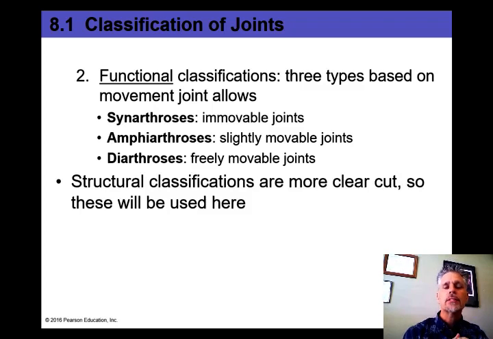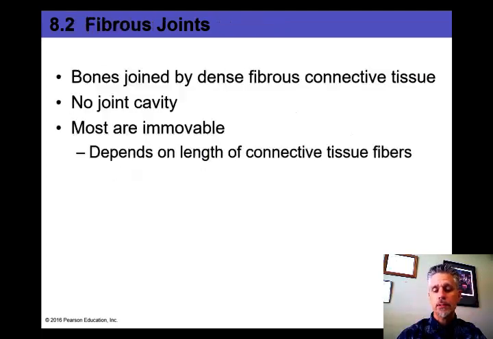The structural classifications are a little bit easier to understand because we can see, oh yes, it has this type of connective tissue, this is how it's held together, etc. So we're going to start there, and then we'll add on the functional classification, because, as we said, anatomy and physiology is often tied together, and we'll find that there's a good amount of overlap between the three structural classifications and the three functional classifications. Okay, so structural classifications, three types: fibrous, cartilaginous, and synovial.